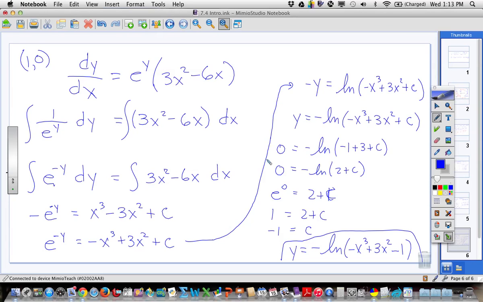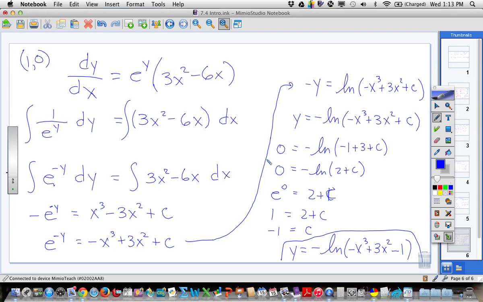Now, I will mention to you that you could find the C at any time from here on out. You could put the (1, 0) in for your x and y right now. As a matter of fact, it's often easier to do it now than to do it later when you get y by itself, because sometimes getting y by itself involves square rooting and doing all this other stuff. So like right now on the left side here, if I put a 0 in for y, this would give me e to the 0, which is 1.